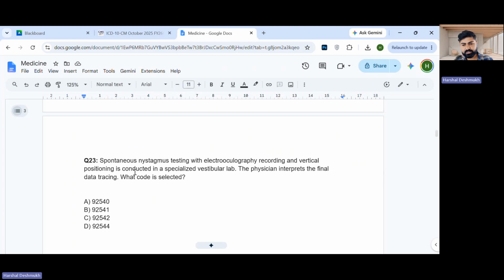Spontaneous nystagmus testing with electrooculography recording and vertical positioning is conducted in a specialized vestibular lab. The physician interprets the final data tracing. What code is selected here?